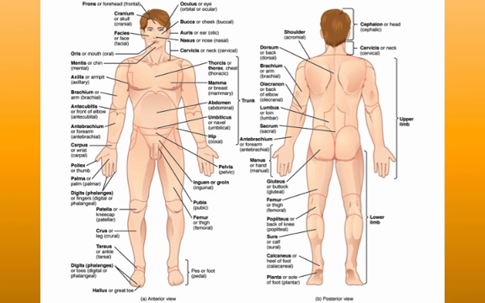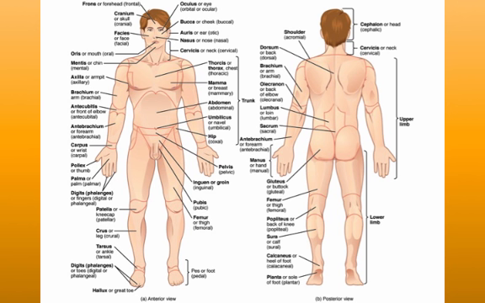For the trunk on the anterior view, or on the front, the anatomical landmarks you need to know are thorax or thoracic region means chest, mamma or mammary region means breast, abdomen or abdominal region means stomach, umbilicus or umbilical region means navel, inguine or inguinal region means groin, pubis or pubic region means the area overlying the pubic bone.